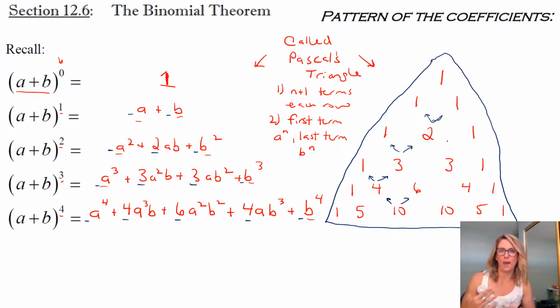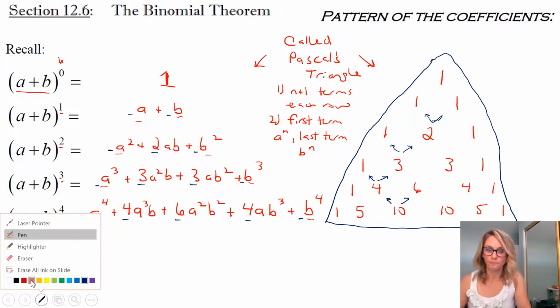So that is where the pattern of the coefficients comes from. That's how this triangle is created. But it also is the coefficients of the terms of taking a binomial and raising it to a power. And that's kind of the interesting thing about it all.